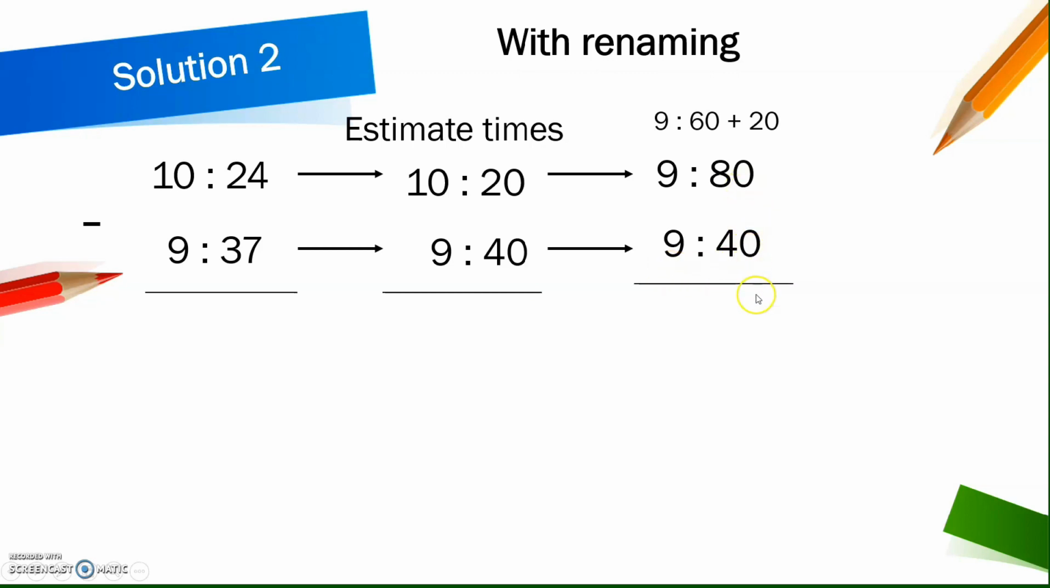So, 0 minus 0 equals 0, and 8 minus 4 equals 4, and then 9 minus 9 equals 0. So, we have 40 minutes. So, ito yung estimated time. Bakit? Kasi nag-estimate tayo kanina nung oras natin dito.